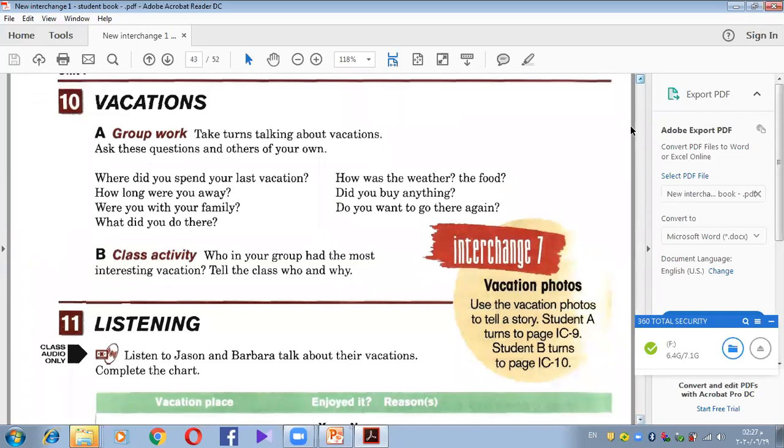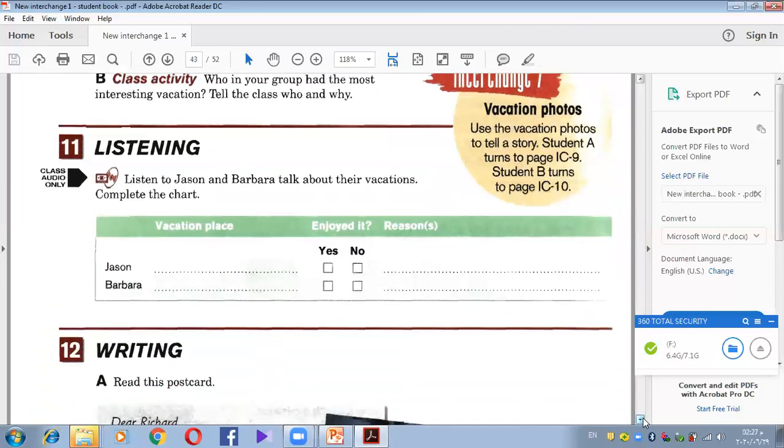Okay. Another homework I want you to do, I want you to have a look at these questions and try to answer them remembering your last vacation. Even if it's not your last, any vacation that you had in your life. Where did you spend your last vacation? How long were you away? Were you with your family? What did you do? How was the weather, the food? Did you buy anything? Do you want to go there again? So you are going to answer about yourself only, okay? About any vacation that you had.